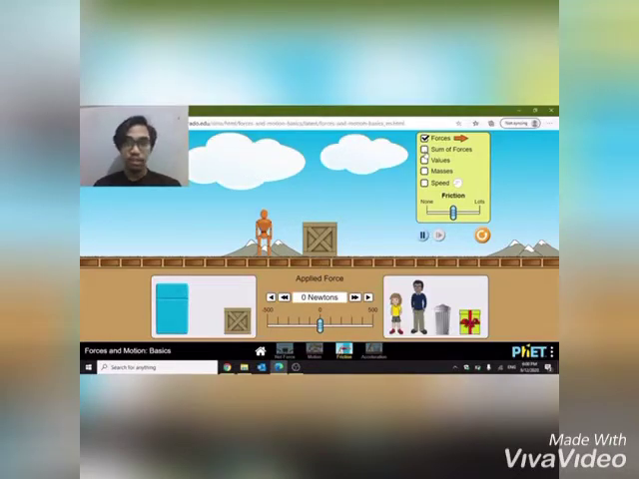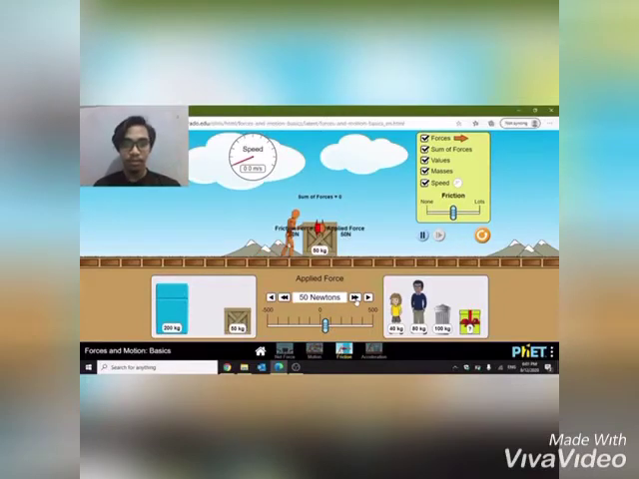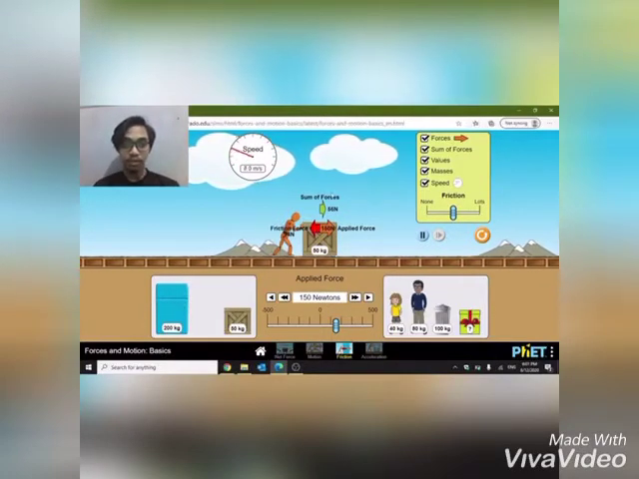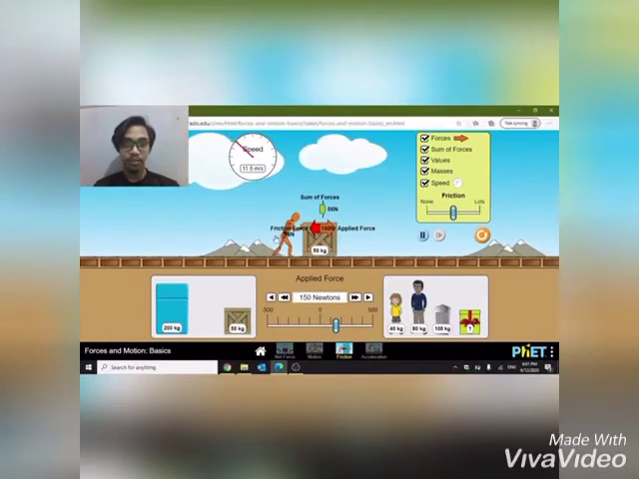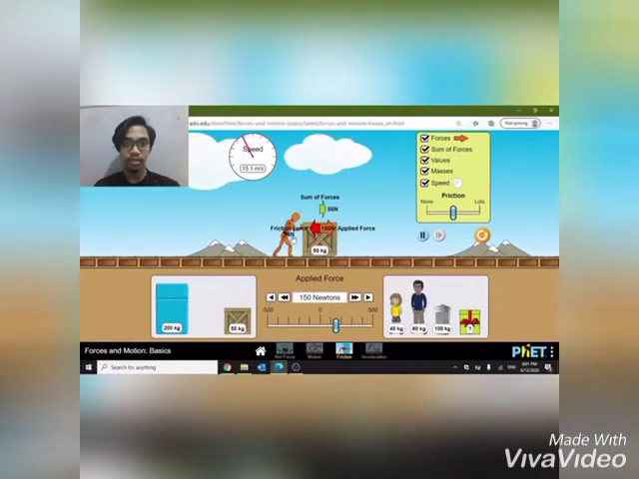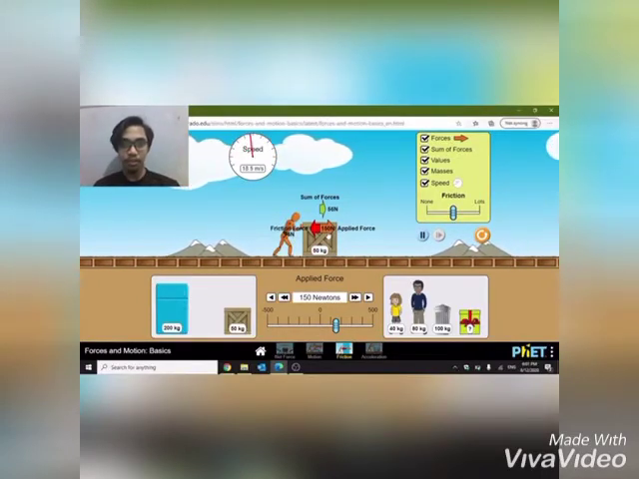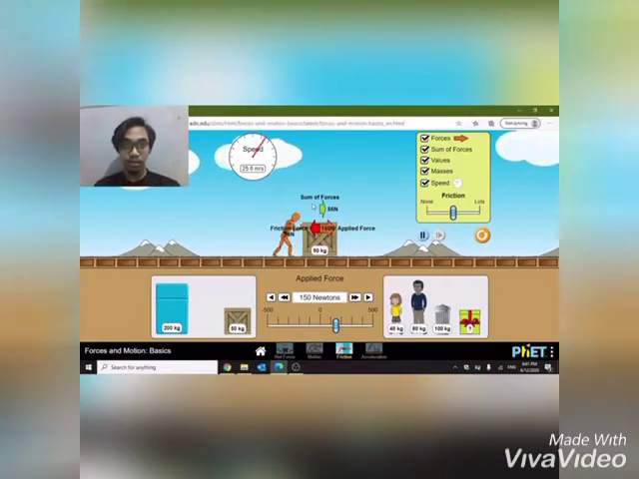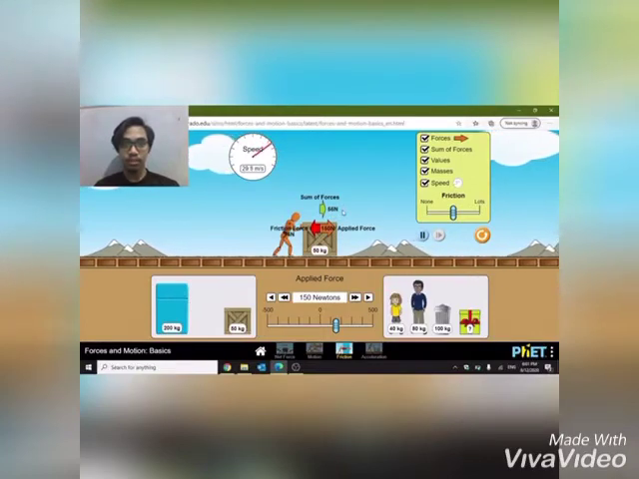For the second situation, when the box is not in motion, that means it's static friction. First, choose the box with mass 50 kilogram and set the applied force to 150 Newton, and we can observe the result. We get a friction force of 94 Newton, and left. The applied force is 150 Newton, and the direction is right. The sum of force is 56 Newton.